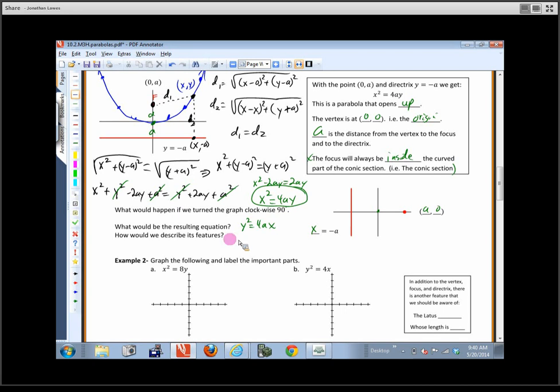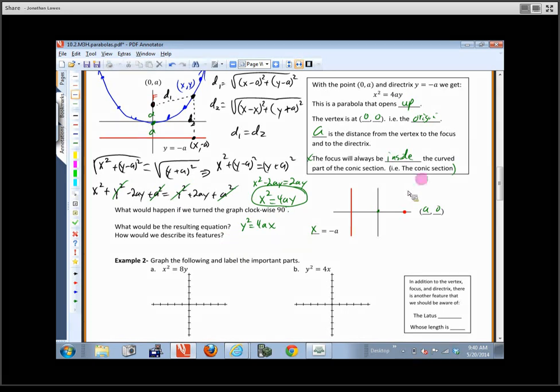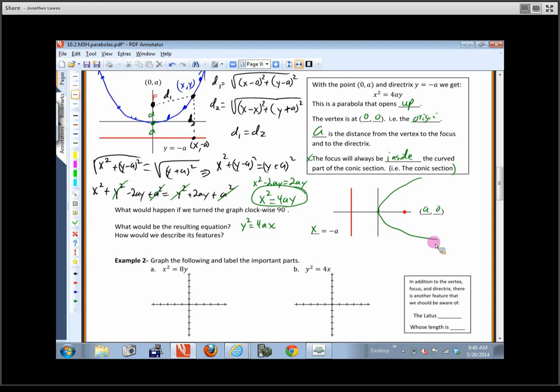So it would be a parabola that opens to its side like that. And again, this distance right here is a, and this distance right here is a. And that a is very critical. That focal length, that distance from the vertex to the focus, is very important to the overall shape and the features of a parabola. Okay? All right. We're going to do a couple problems. We're going to do a couple quick graphs.